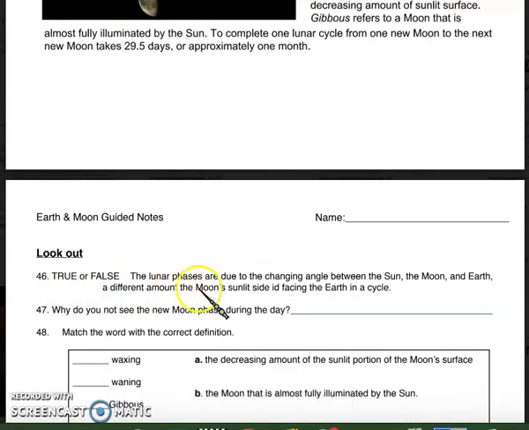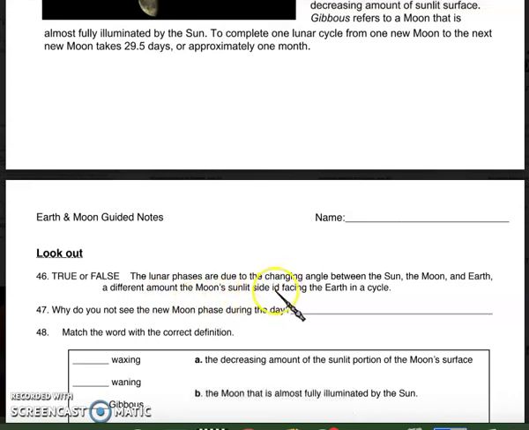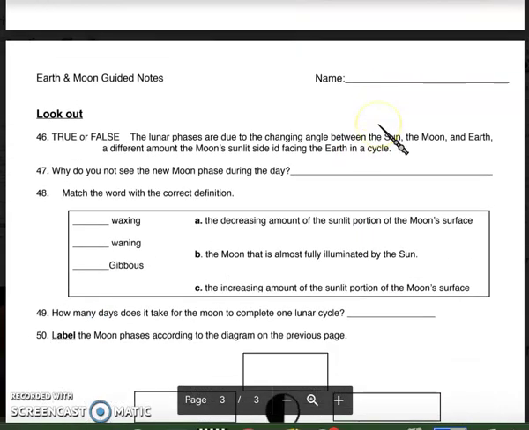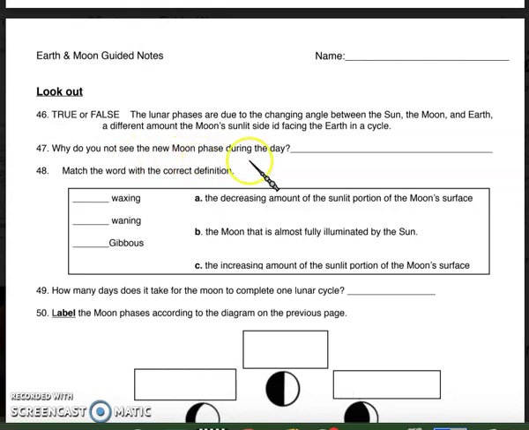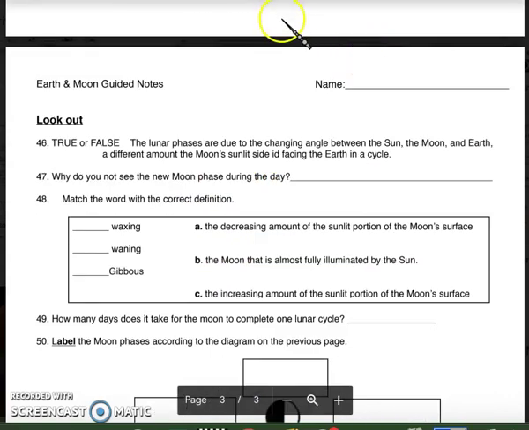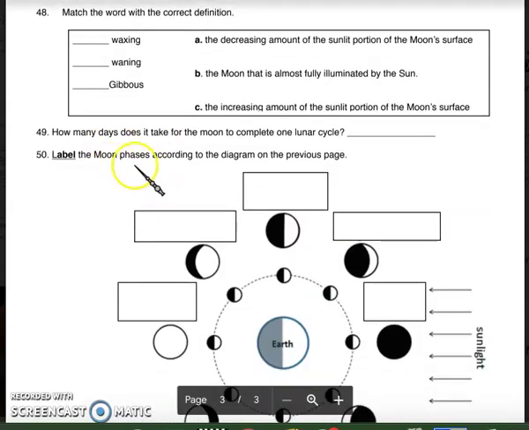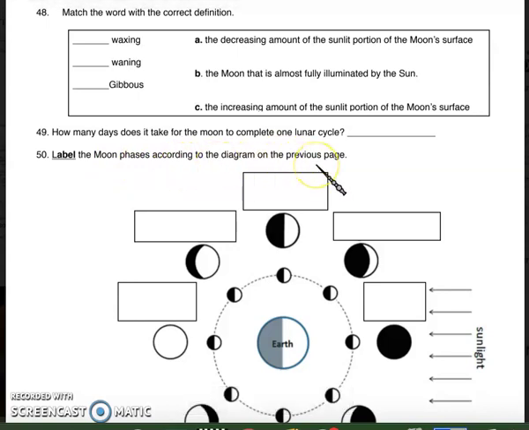46, true or false? The lunar phases are due to the changing angle between the sun, moon, and earth. A different amount of the moon's sunlit side is facing the earth in a cycle. Okay, that is answered. 47, why do you not see a new moon phase during the day? We went over that. Match your vocabulary words. That's pretty easy. How many days does it take the moon to complete a lunar cycle? Very easy. And then label the moon phases according to the diagram on the previous page.